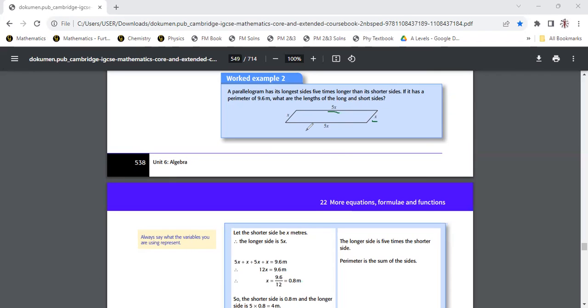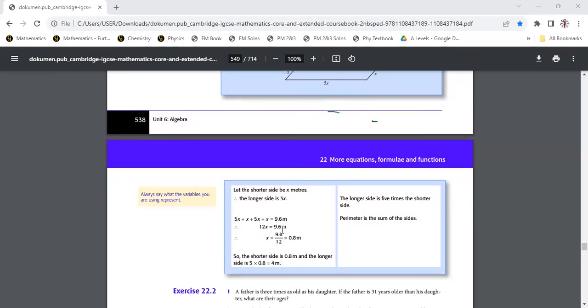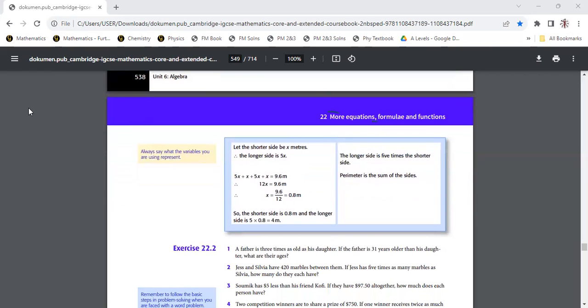5x plus 5x plus 2x. Yep, because x plus x. So after we get this, we get 9.6 meters. So we solve an equation to get x equals 0.8 meters. So we also need to find the other side. Don't forget the long side, which is 4 meters.